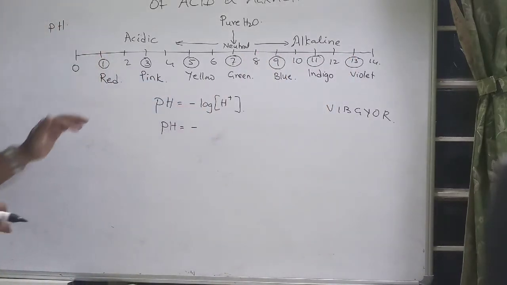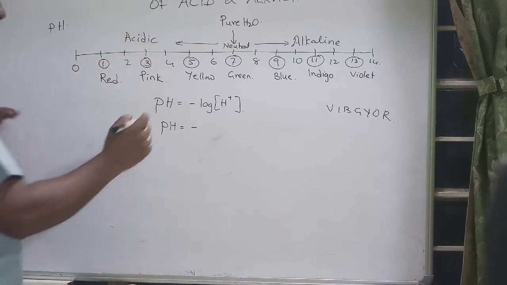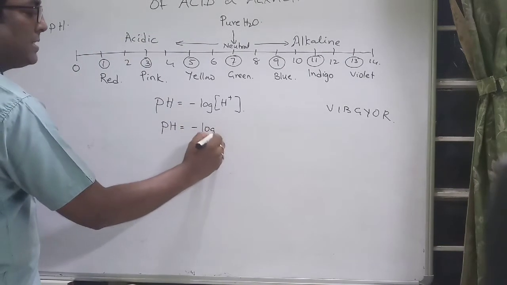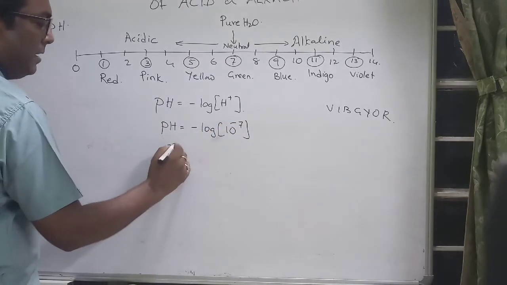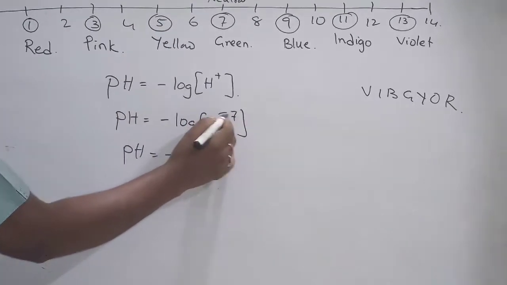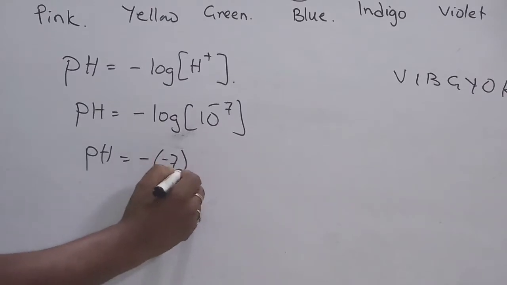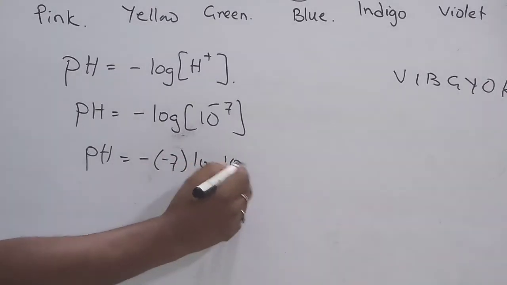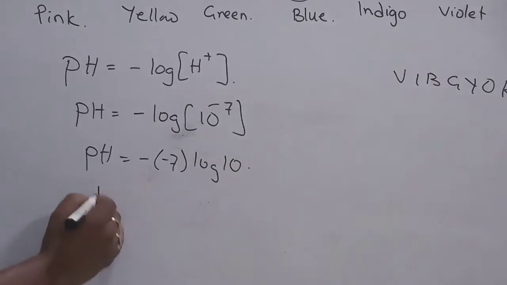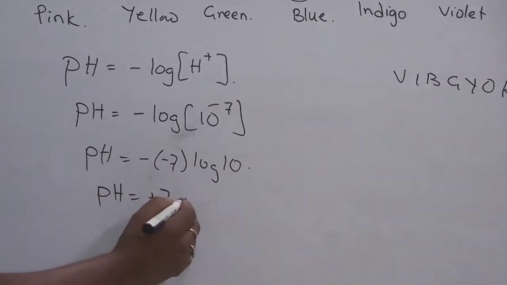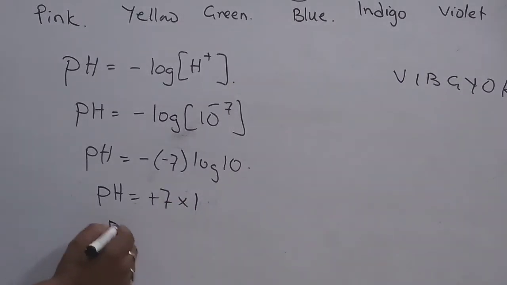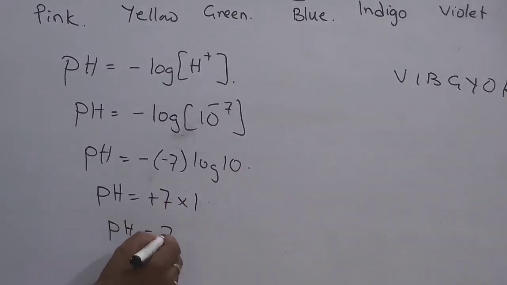If I take the pH of the pure water, which I have just told you is 10 to the power minus 7, so what's the value then? pH is minus, take this one, minus 7 log of 10. And student, you know the log 10 value is 1. So minus minus is plus 7, and log 10 value is 1. So pH is equal to 7.